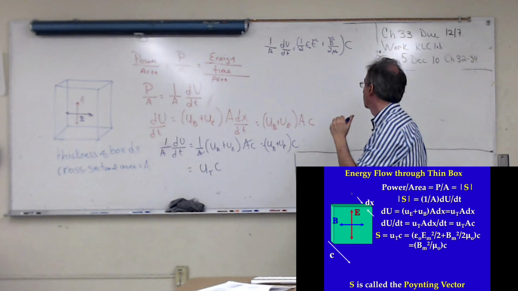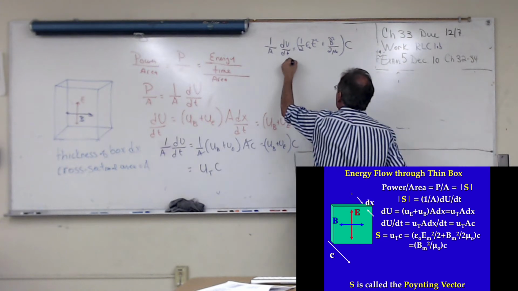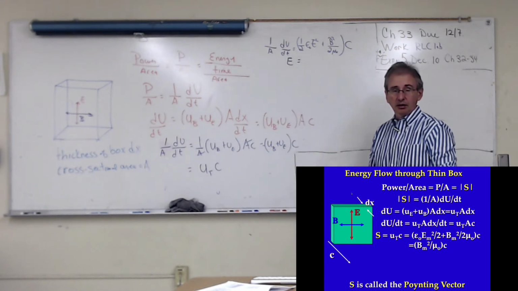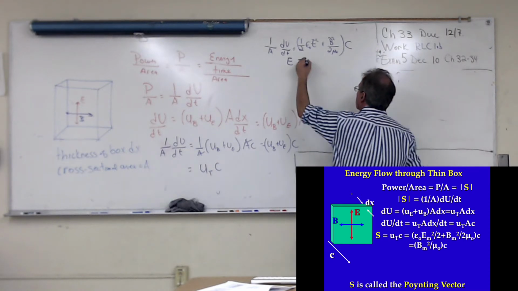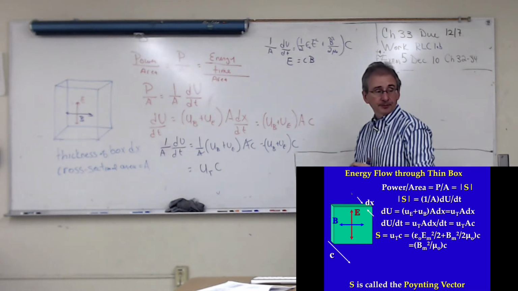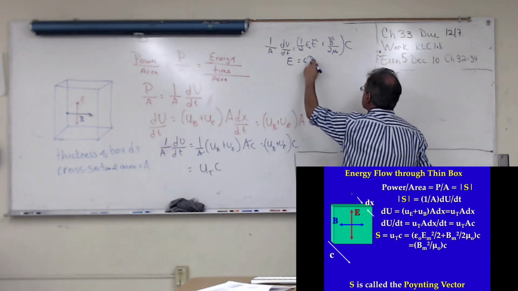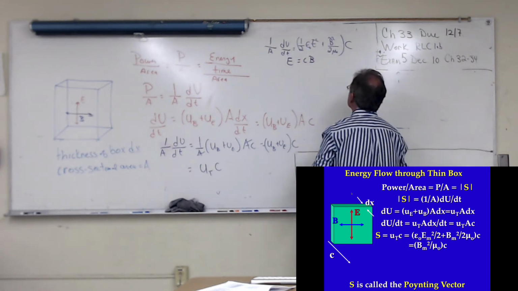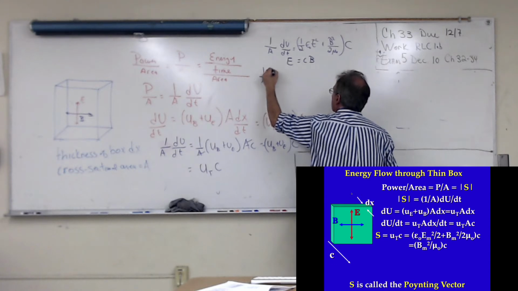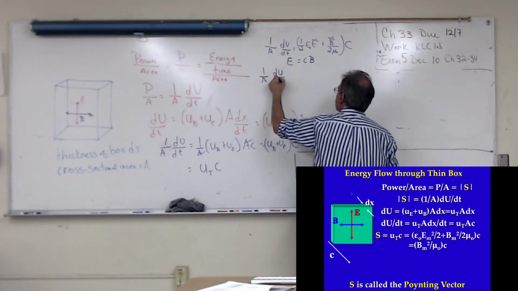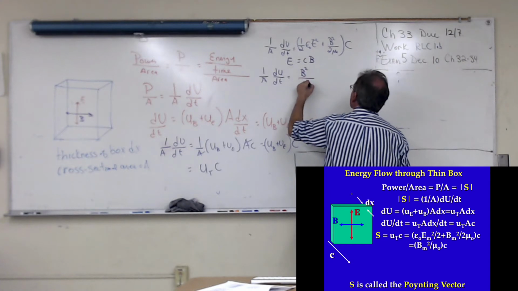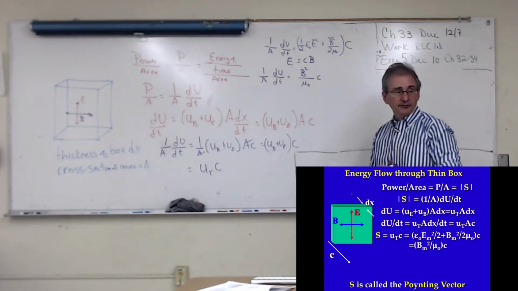But E is c times B. If I substitute this in here, I get, again, B squared over 2 mu naught, and I get that 1 over A dU over dt is B squared over mu naught times c.